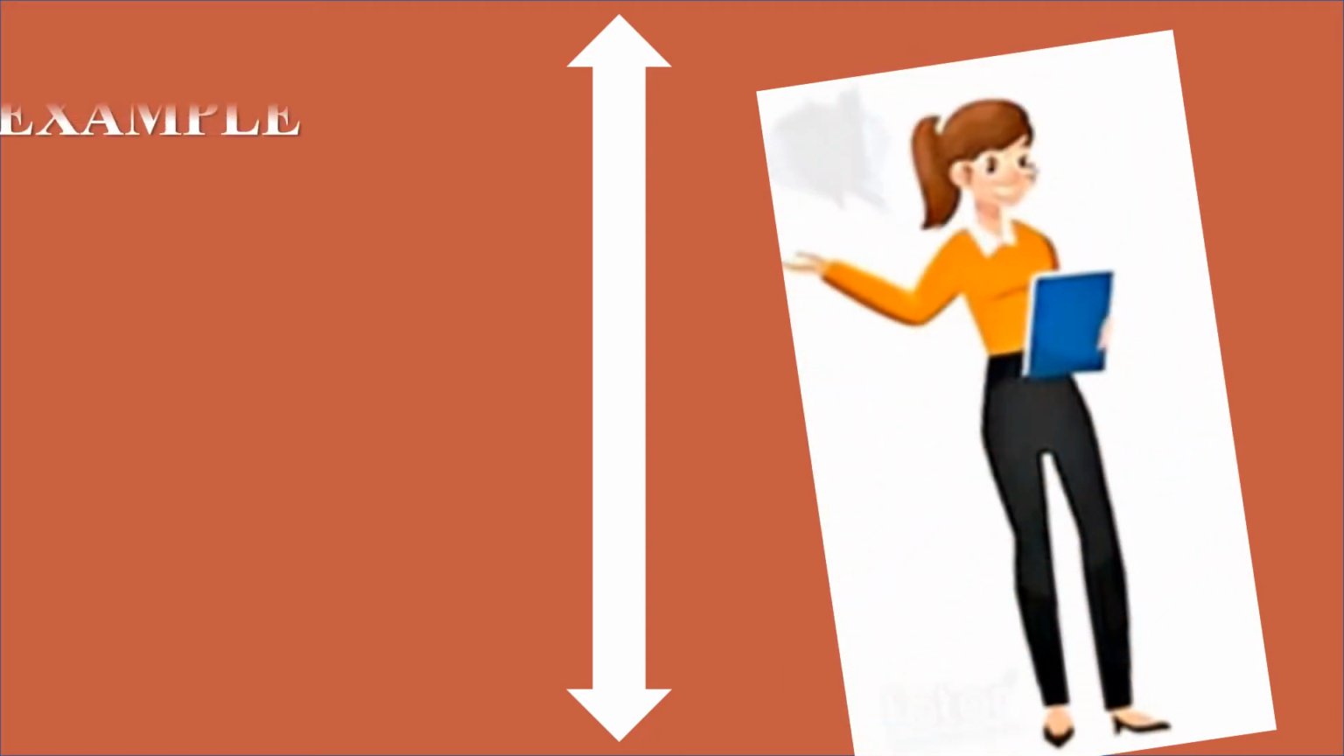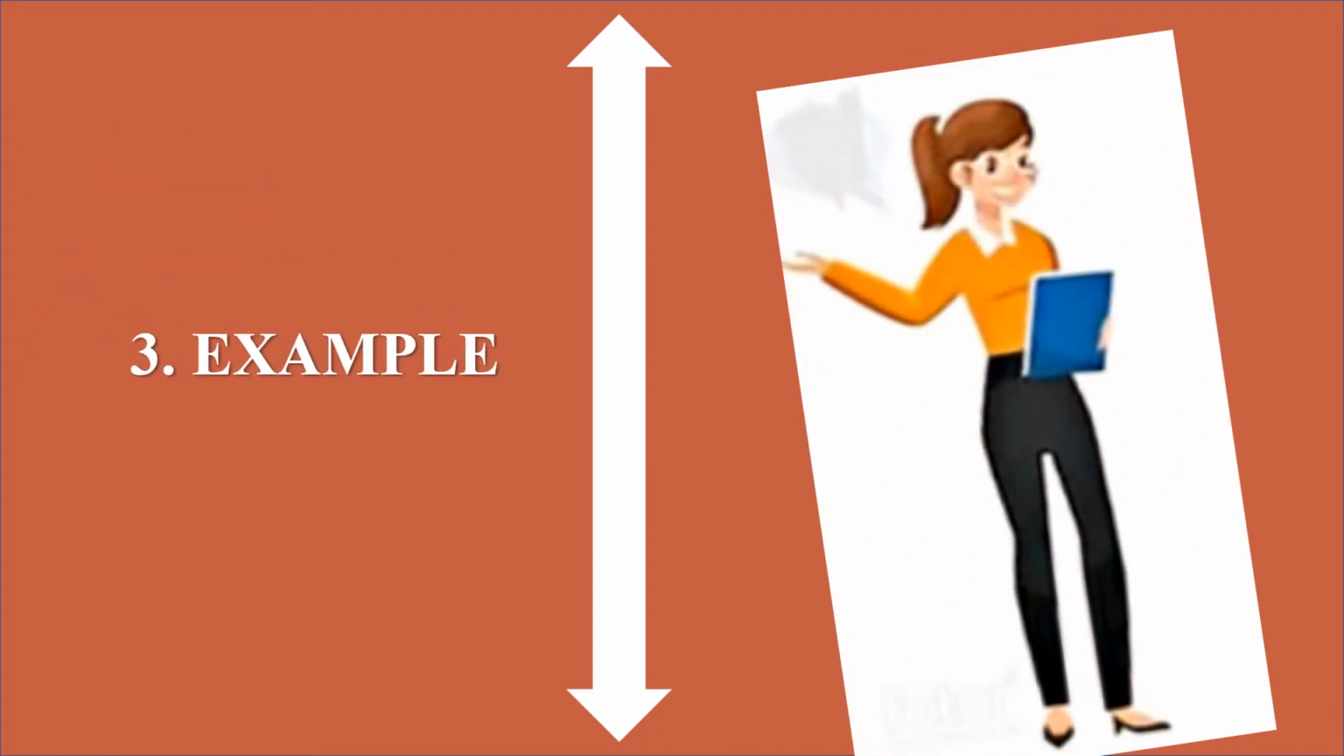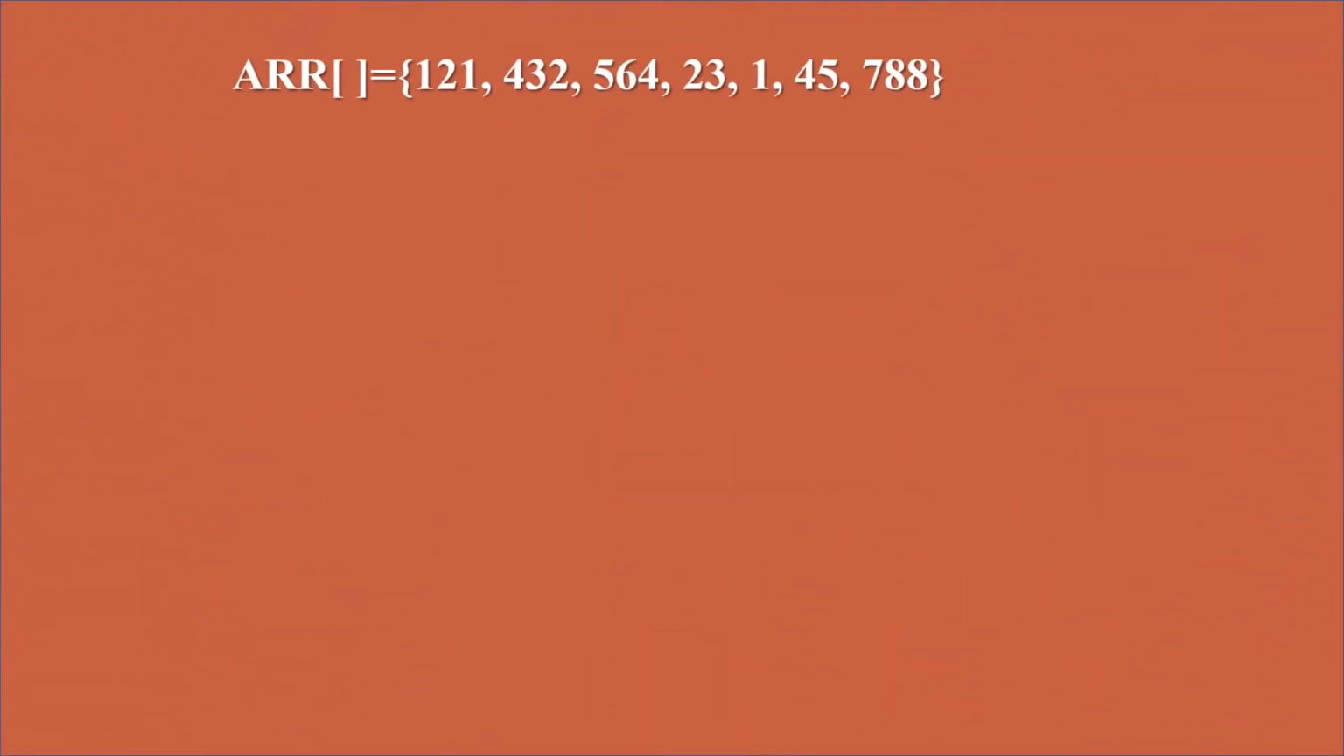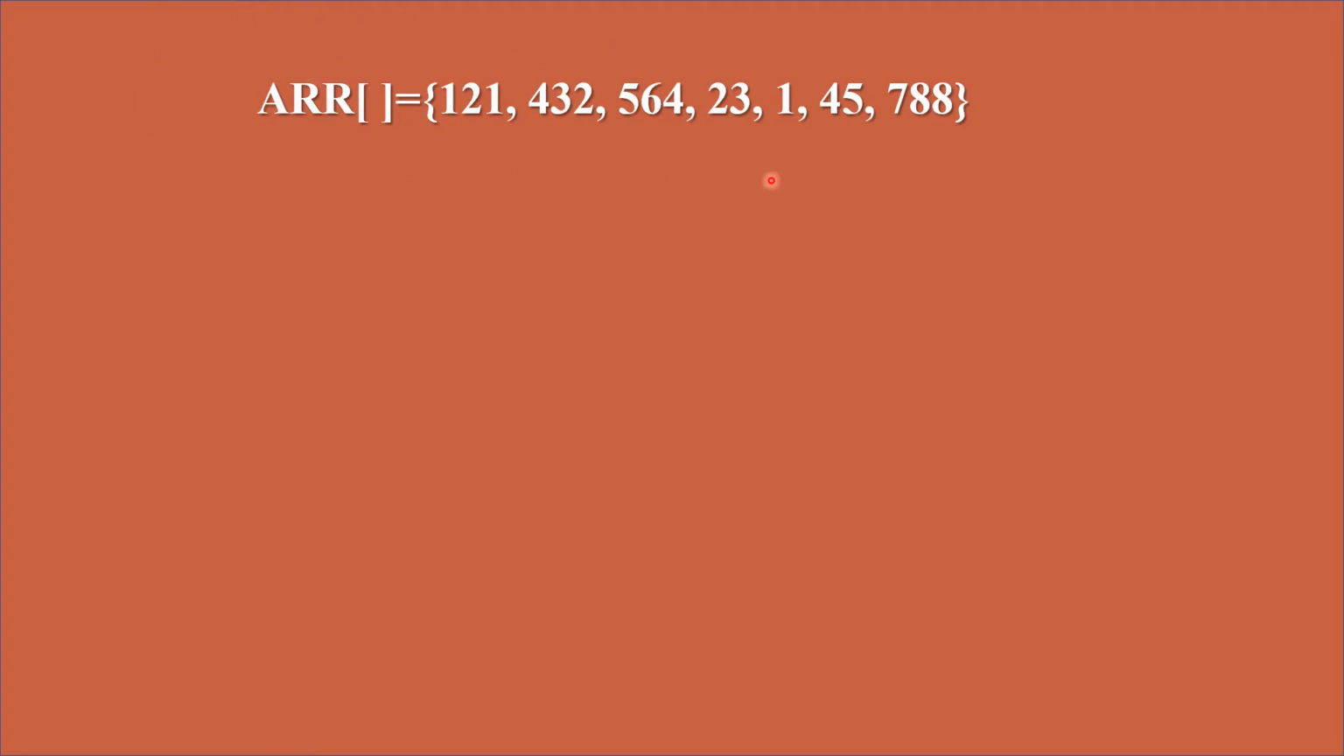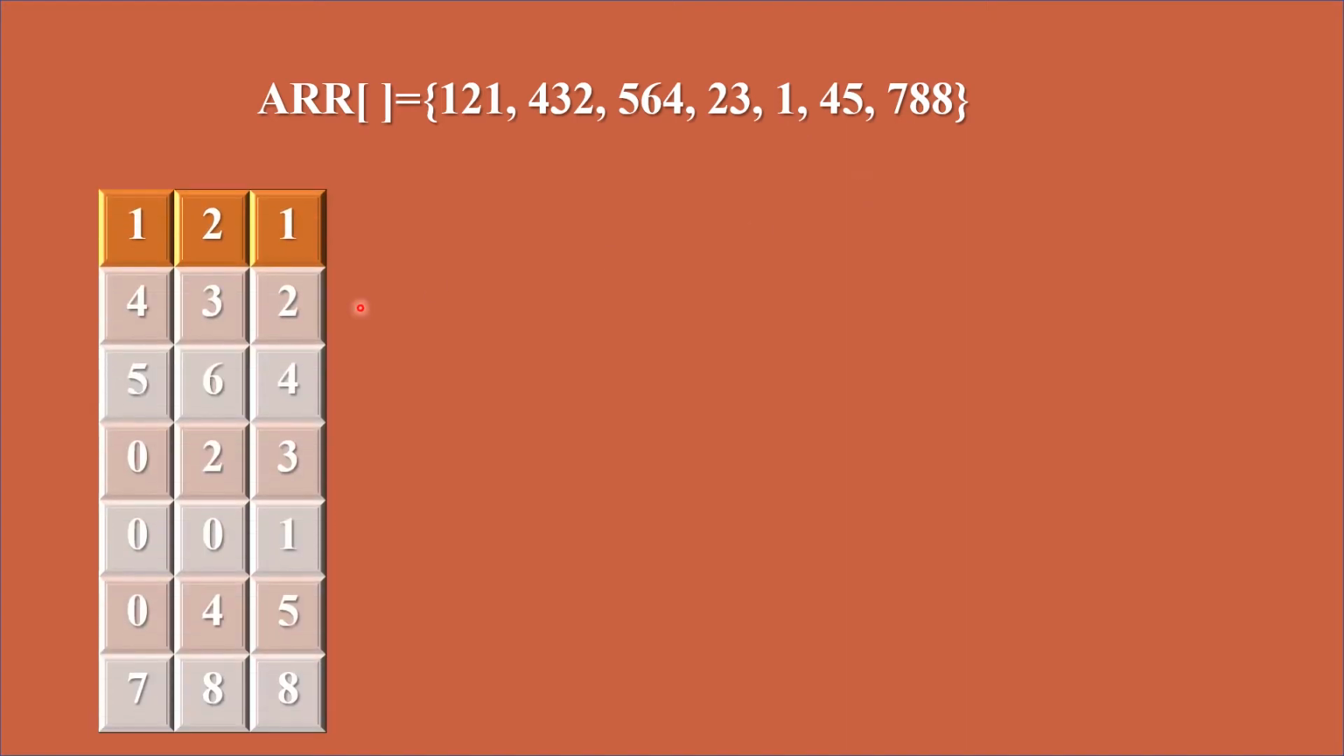So guys, now let's look into the example of Radix sort algorithm. We consider this array as an example. As we can see, this array consists of 3-digit numbers, 2-digit numbers and 1-digit numbers. But we know that the elements that need to be sorted should have the same number of digits. So what we can do is make all these numbers 3-digit numbers by making this 23 into 023 and this 1 into 001.